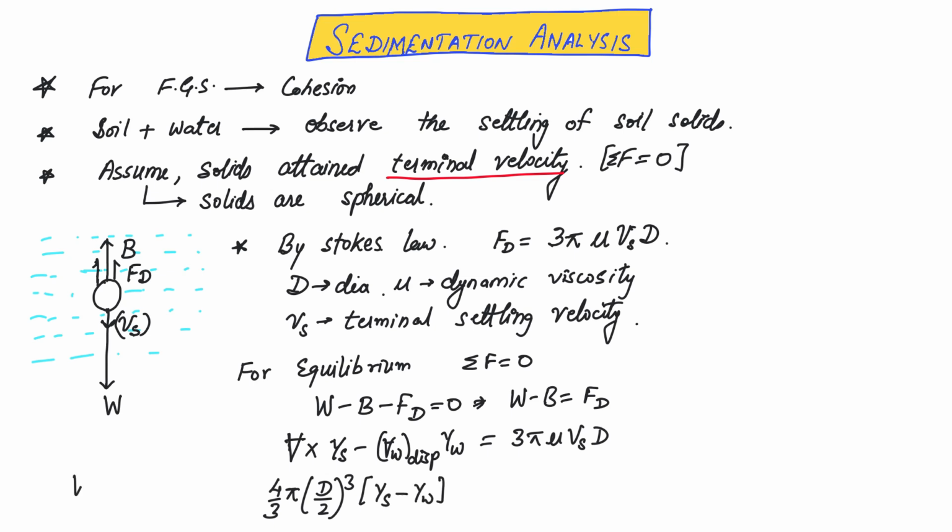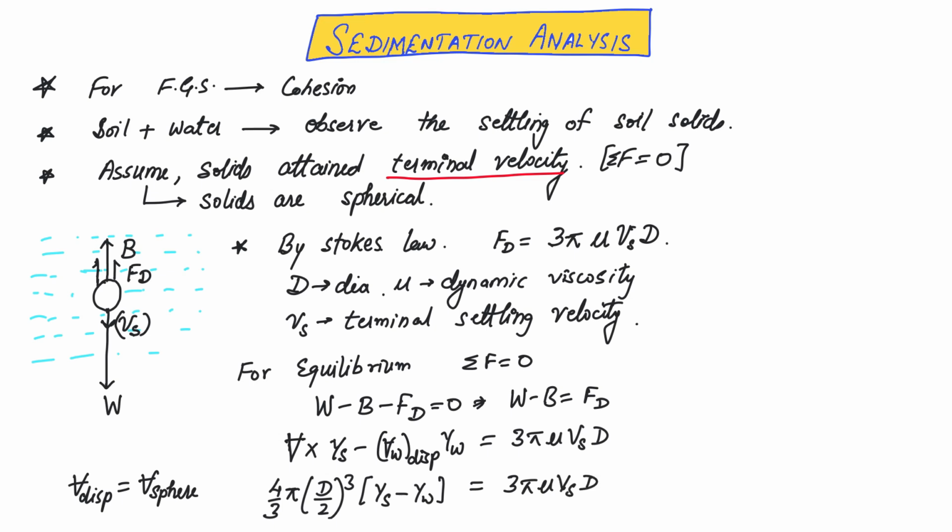Please note down, I have assumed that the volume of water displaced is equal to the volume of the sphere only. So the volume of a sphere is 4/3 πr³, and (γs − γw) is the common part, and on the right hand side it is equal to 3πμVs·d.